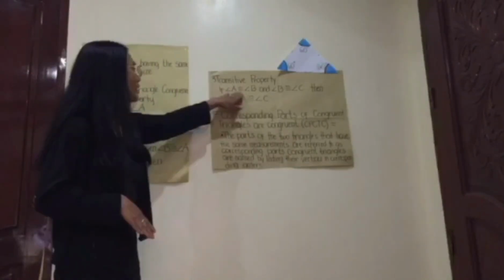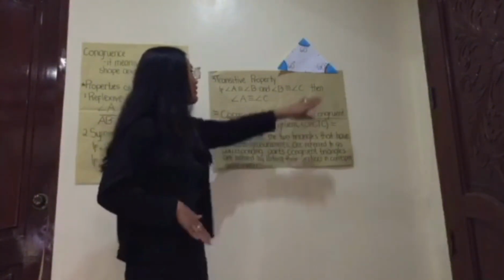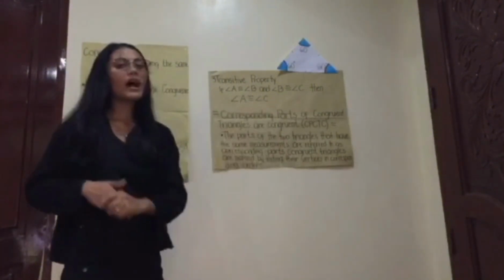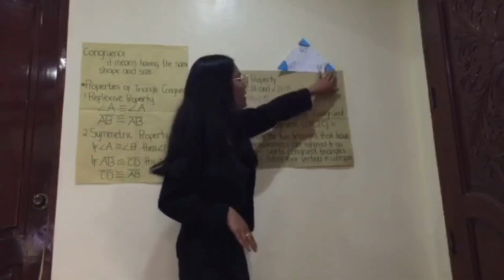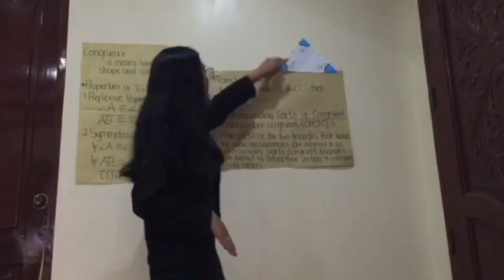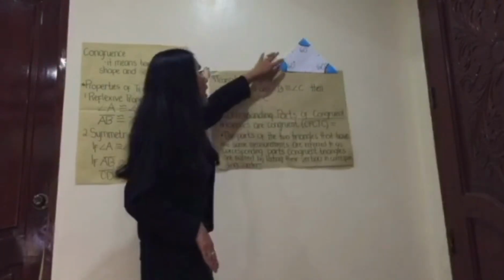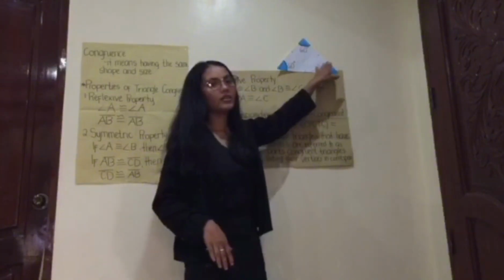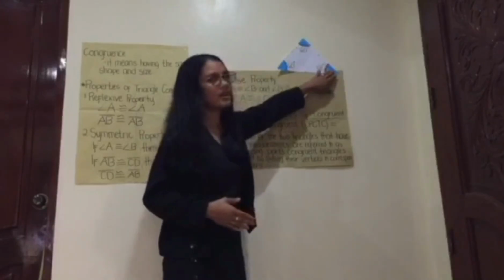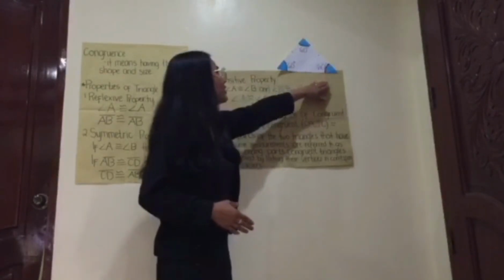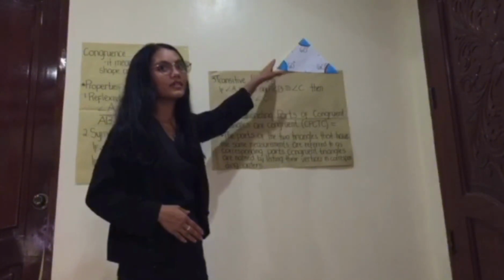So if angle A is congruent to angle B, and angle B is congruent to angle C, then angle A is congruent to angle C. So here, let's assume that this is angle A, this is angle B, and this is angle C. Angle A is congruent to angle B, then angle B is congruent to angle C. So, angle A is congruent to angle C. So, if I say line AB is congruent to line BC, and line BC is congruent to line CA, then line CA is congruent to line AB.